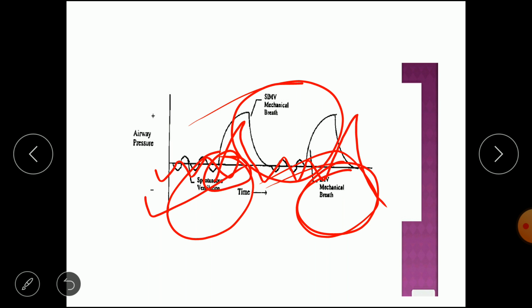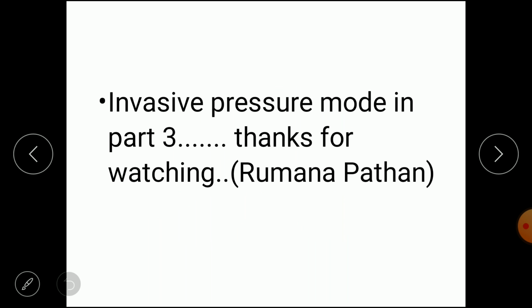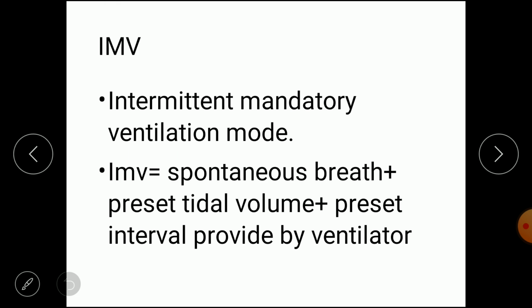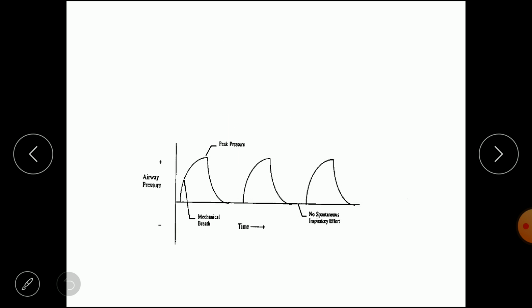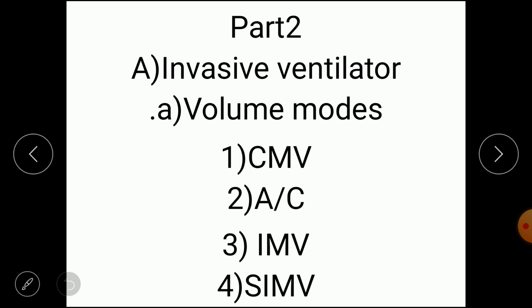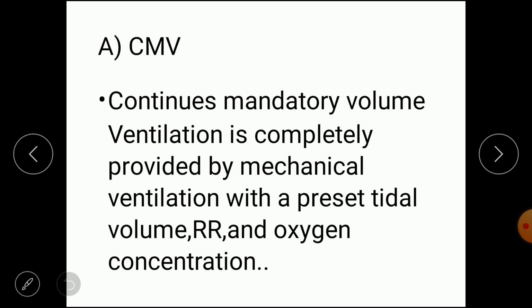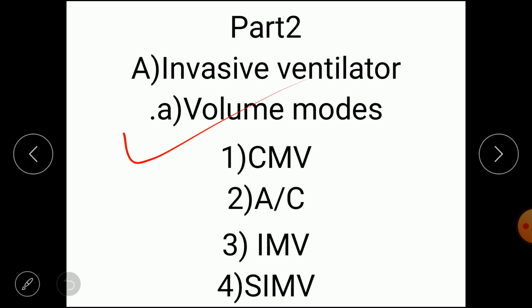So here we complete all the modes. Next, we will see invasive pressure modes in the next part 3. Thank you. Here I just revised what we saw. We started with invasive ventilator, in that volume mode and pressure mode too. Pressure mode we will see in the next part. Here we saw just the volume modes, that is CMV, AC, IMV and SIMV.